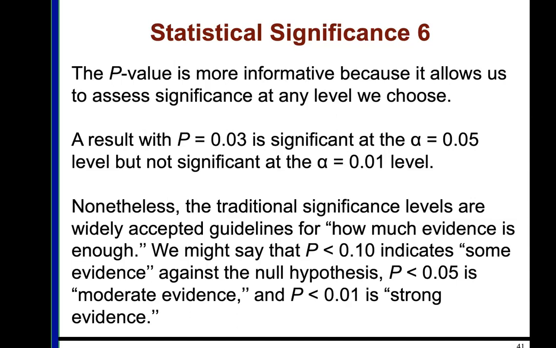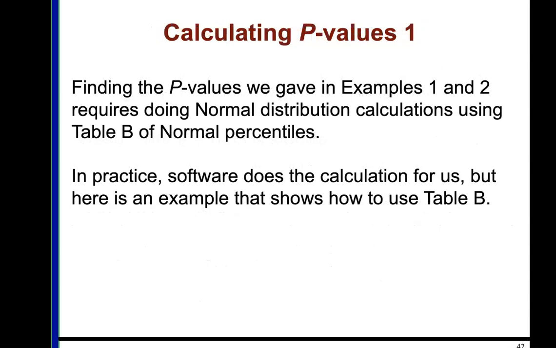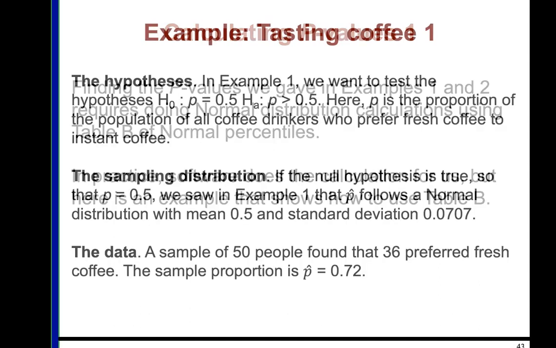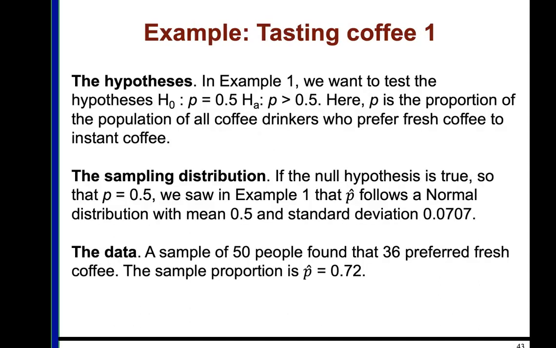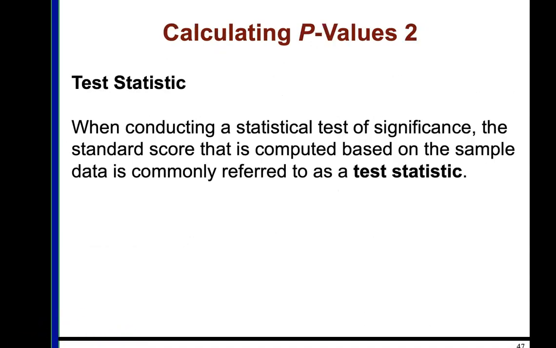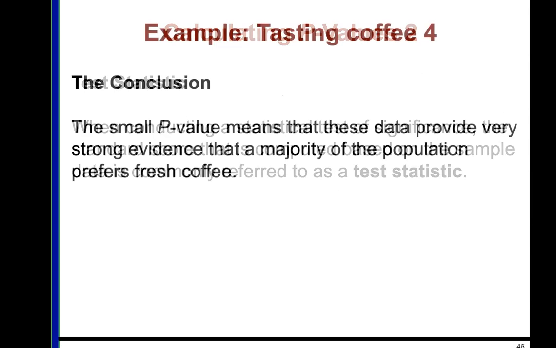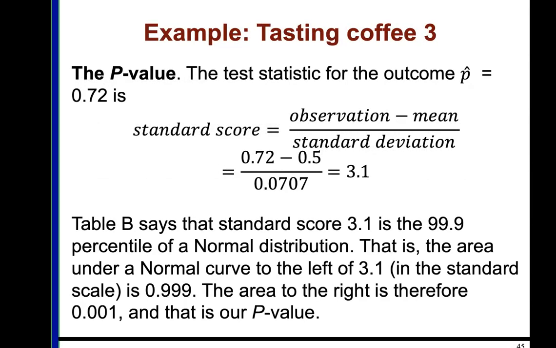P less than 0.05 is going to be moderate, and 0.01 would be strong, or the field might specify a required p-value. Now, I've shown you how to use Crunch It for examples 1 and 2, and so I want us to look at the question for the mean. However, I got a little ahead of myself, and we need to talk about the test statistics.